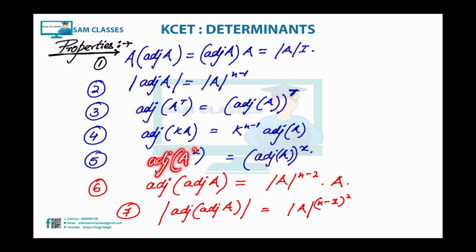Now, adjoint of A power x. Now we have some power, like let's say A square, A cube, something like that. That is the same thing as the adjoint of A to that power. You find the adjoint first and then do the power.